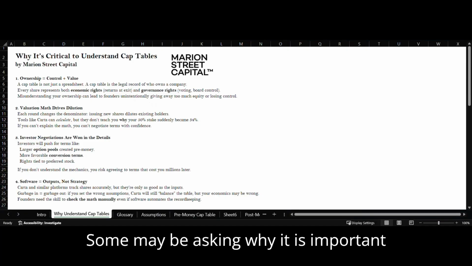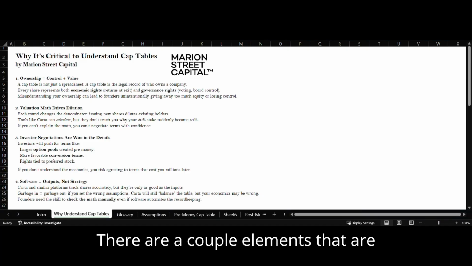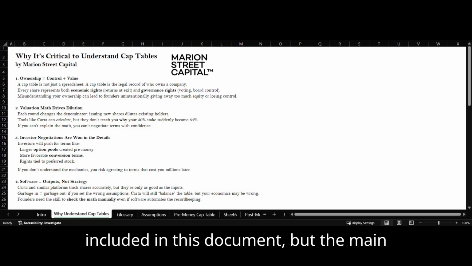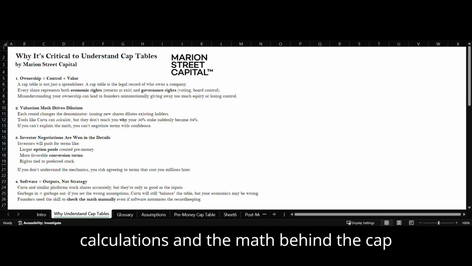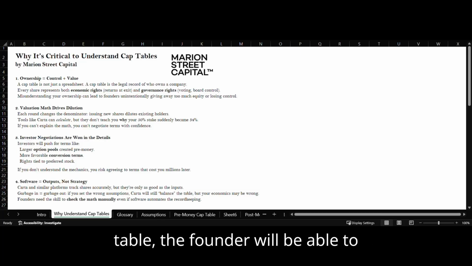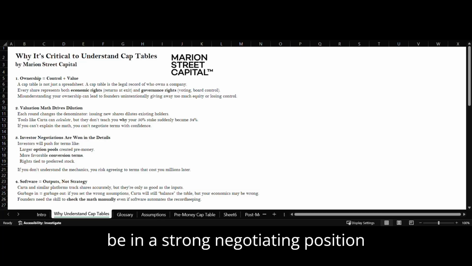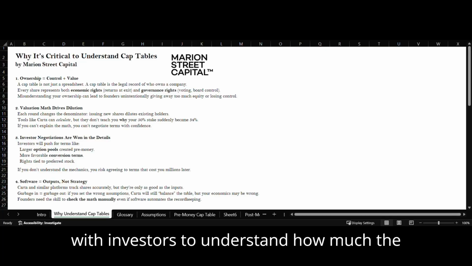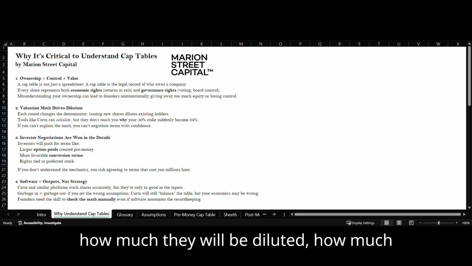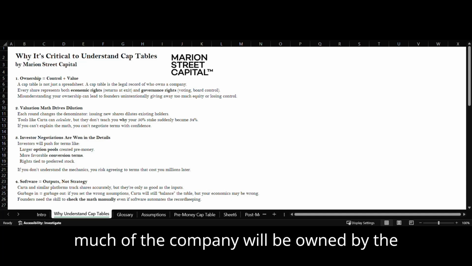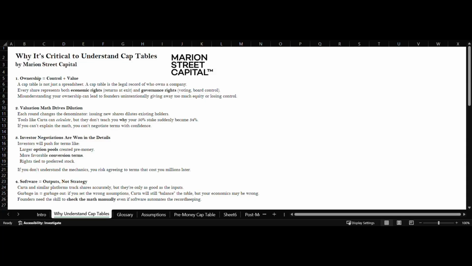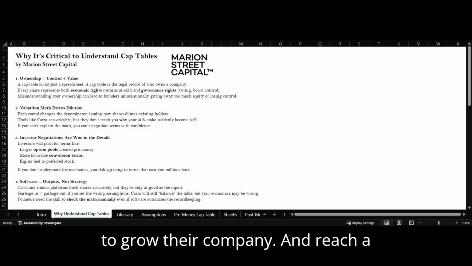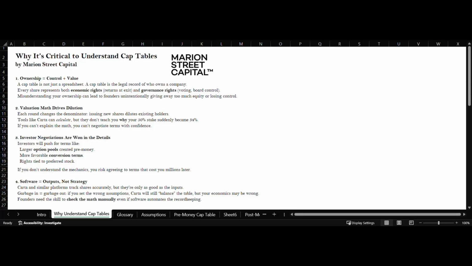Some may be asking why it is important and critical to understand cap tables. There are a couple elements that I included in this document, but the main one for me is if a founder is able to understand the dynamics and the calculations and the math behind the cap table, the founder will be able to be in a strong negotiating position with investors to understand how much they will be diluted, how much the founder will get diluted, and how much of the company will be owned by the founder after the founder has raised all of the capital they need to grow their company and reach a liquidity event, whether it's an exit, a sale to another firm, or an IPO.